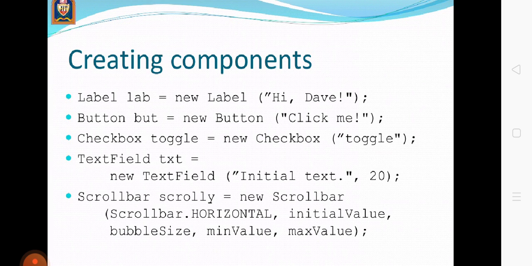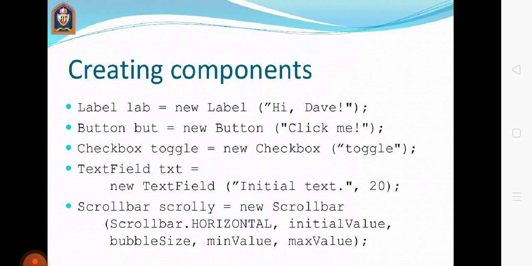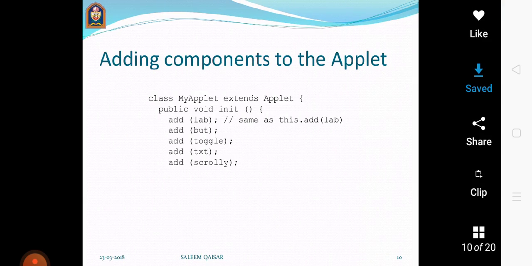And then if you want to create a scrolling component like a horizontal or vertical scroll bar, you can make it by declaring an object of the Scrollbar class. It could be horizontal and it could be vertical, and every scroll bar will have a minimum value and a maximum value. This will act as the starting and ending point for that scroll bar. So these are the Java codes to create different components.